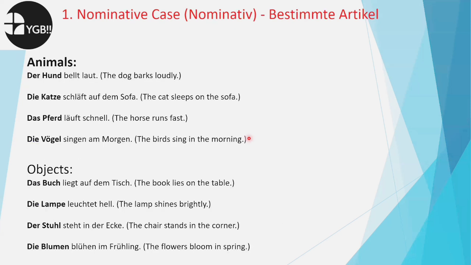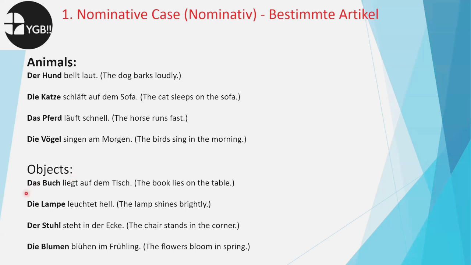So let us see more examples. So here I have taken examples by category. Der Hund bellt laut. The dog barks loudly. Why am I giving more examples? Because to understand any concept, examples are very important. So that is why I'm giving more examples. Die Katze schläft auf dem Sofa. The cat sleeps on the sofa. Das Pferd läuft schnell. The horse runs fast. Die Vögel singen am Morgen. The bird sings in the morning.